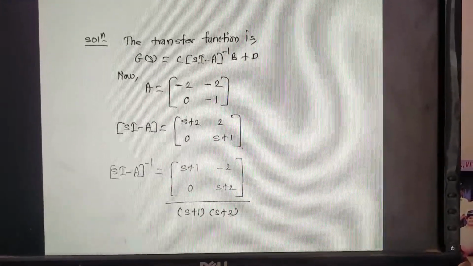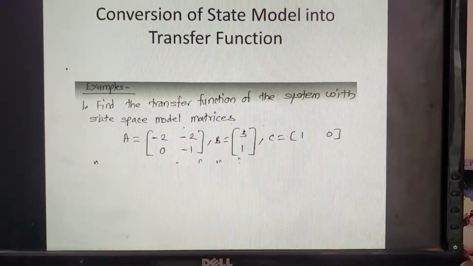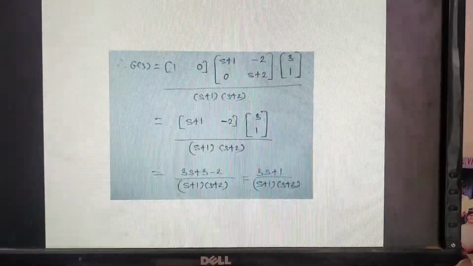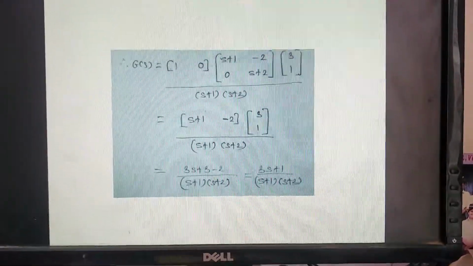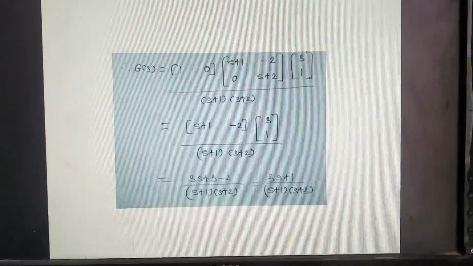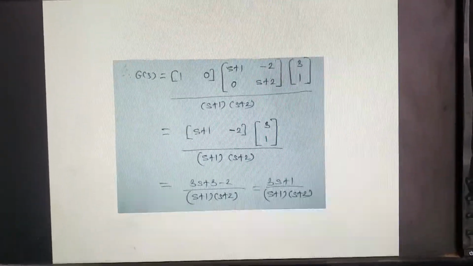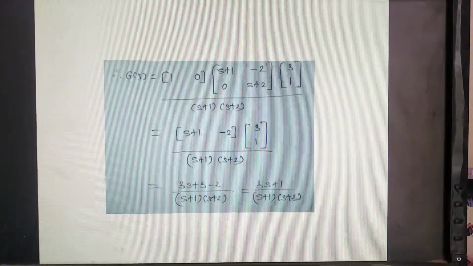So now as D matrix is not given to us in the question, kindly refer to the question. D matrix is not given, so we have to assume the D matrix to be equal to 0. Okay. So G(s), that is the transfer function, will become C(sI - A)^-1 B simply. What is the value of C matrix? It is [1, 0].